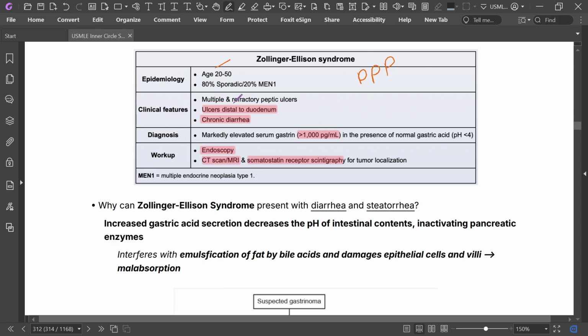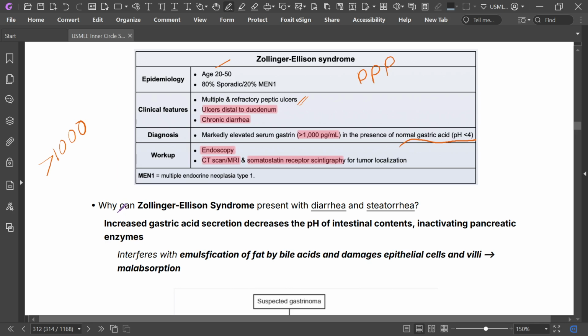In clinical features, there are multiple refractory peptic ulcers, an ulcer distal to the duodenum, and chronic diarrhea. If you do a serum gastrin level, it is more than 1000. So serum gastrin level more than 1000 in the presence of low gastric pH, like pH less than 4.